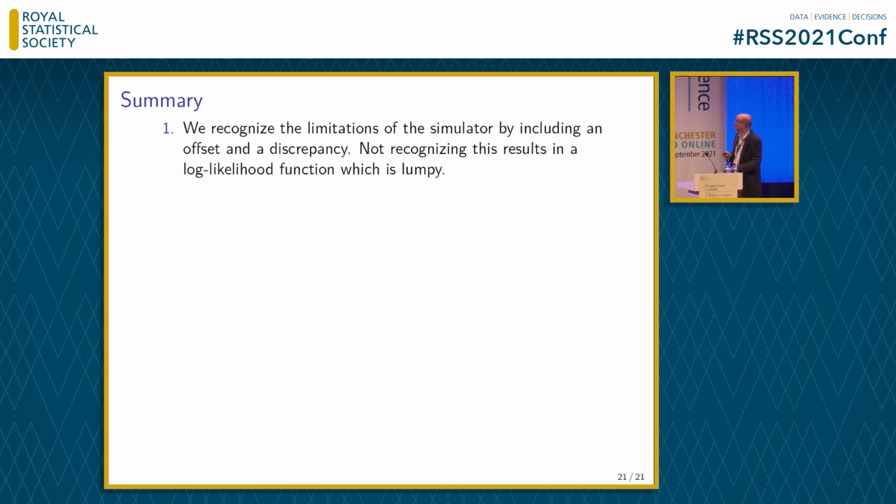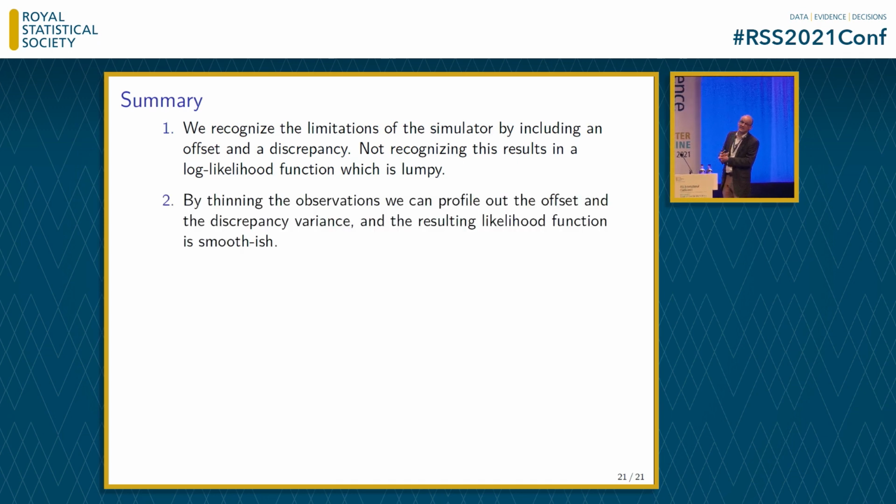To summarize, we do recognize the limitations of the simulator by building a statistical model which has both an offset and a discrepancy. Thinning the observations allows us to reduce back to a profiled likelihood, which is simply a function of the parameters, like the engineering likelihood is just a function of the parameters. Like I say, profile likelihood is a bit mysterious, but it does seem to deliver in this case.